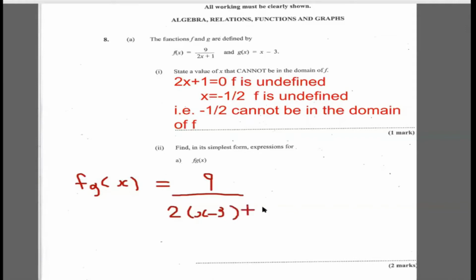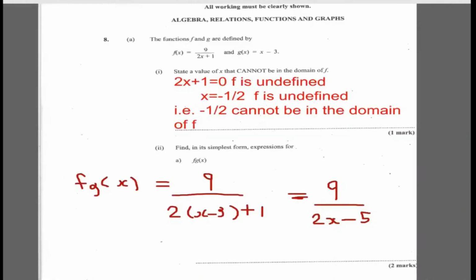That's fg of x. And so fg of x works out to be 9 over 2 times x, which is 2x, and then we have minus 6 plus 1, which is minus 5. So this is fg of x, 9 over 2x minus 5. Easy question. No sugar at all, no salt, nothing.